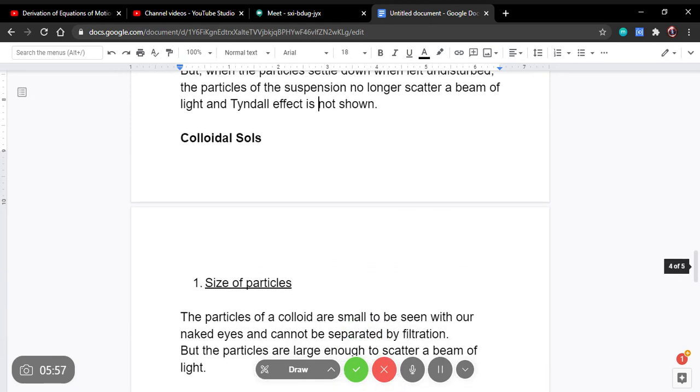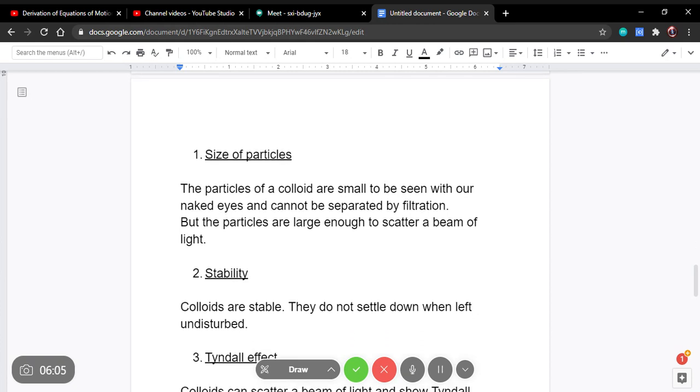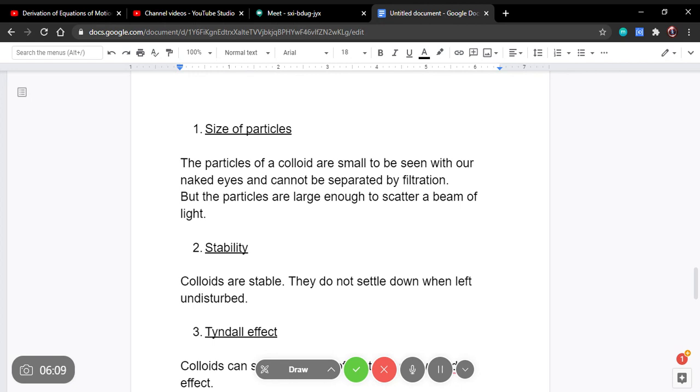Now let's go to colloidal solution. The particles in a colloid are too small to be seen with our eyes, and they cannot be separated by filtration. They can be separated by a special process called centrifugation. We can watch that in our later videos.